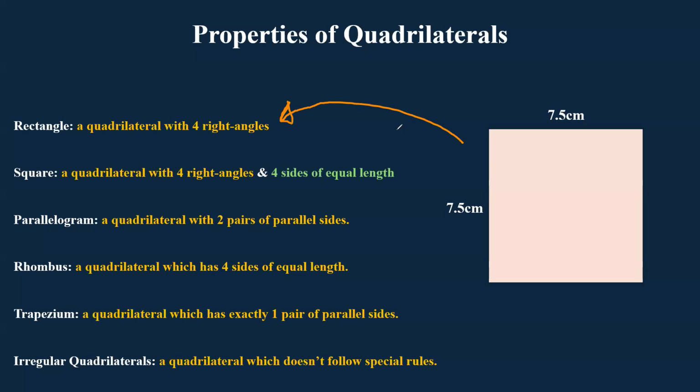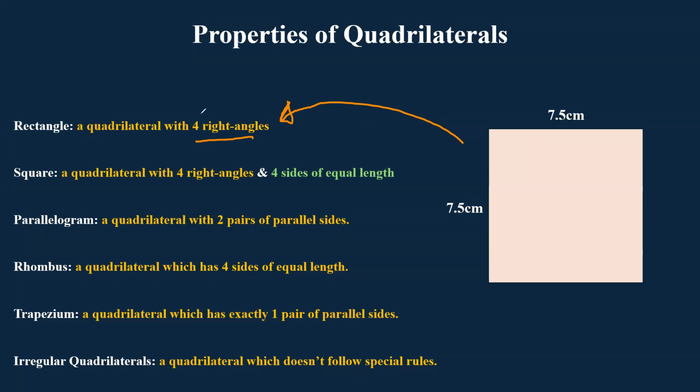A rectangle has 4 right angles. So think about it, right? A rectangle has 4 right angles, and that's it. Does this shape have 4 right angles? Yes. So is it a rectangle? No. Okay. All right.